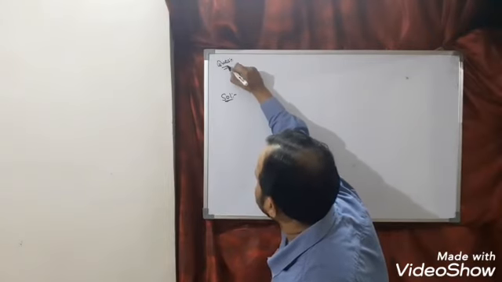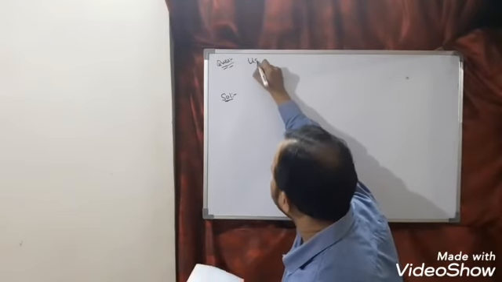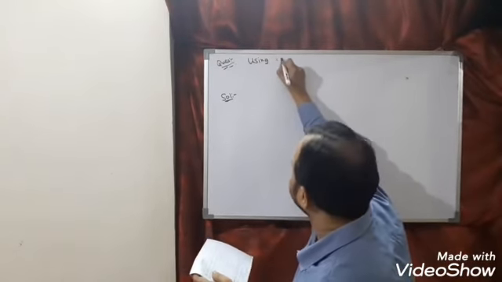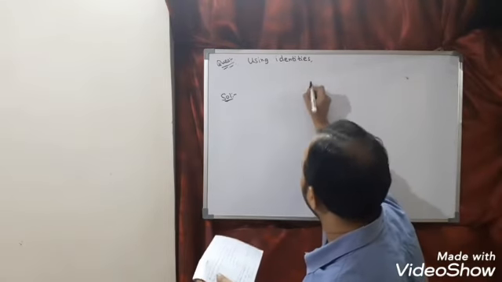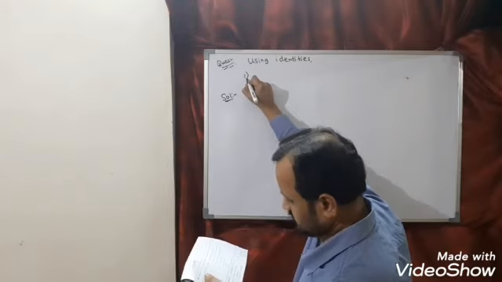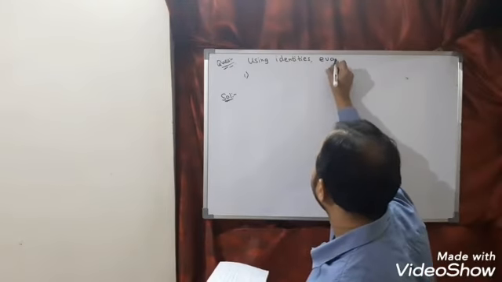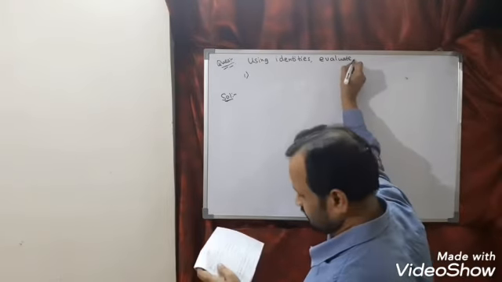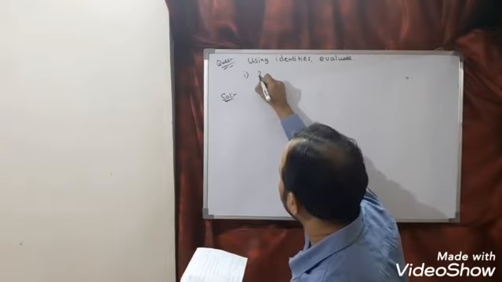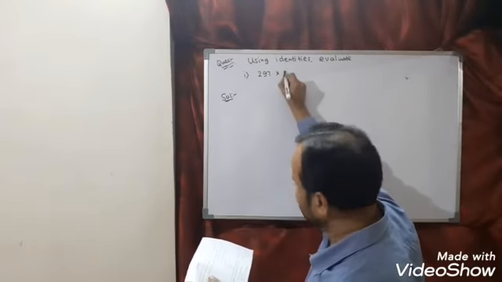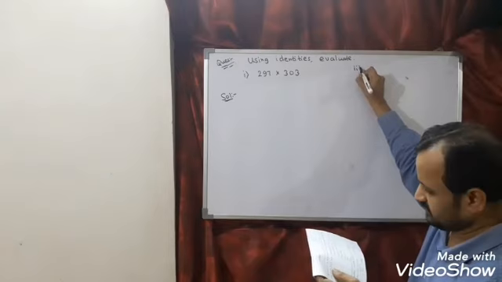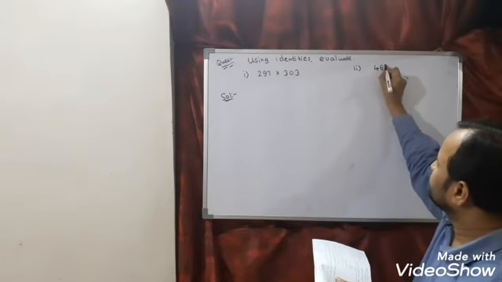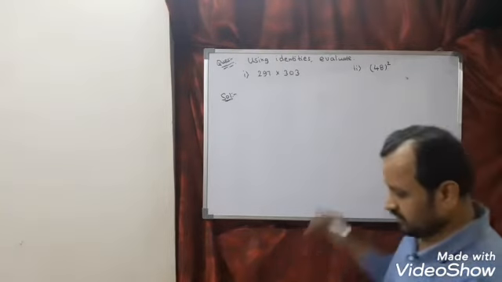Next question is, using identities. Using identities, evaluate. The first one is 297 into 303, and the second is 48 square. Very, very simple question. Let us see the solution of this one.